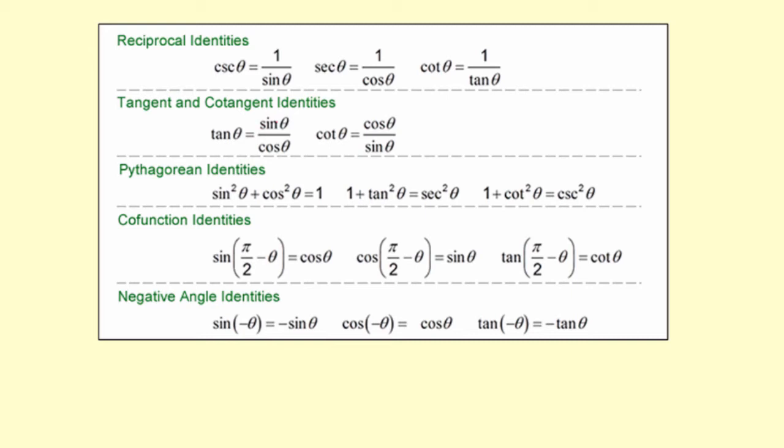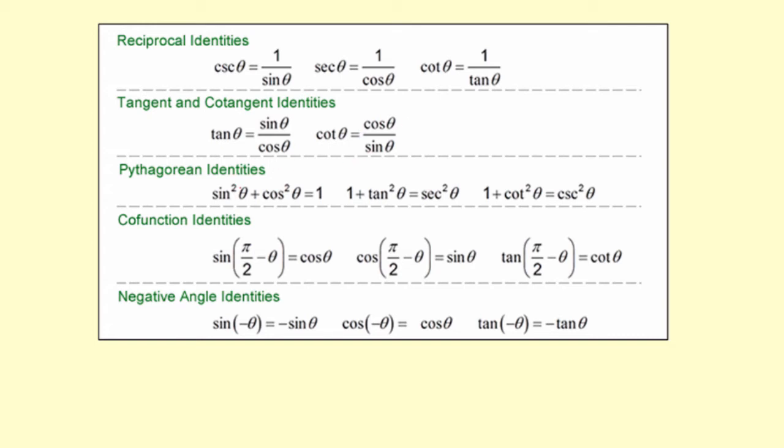Tangent and cotangent identities. Tangent of theta is sine of theta divided by cosine theta. Cotangent theta is cosine theta divided by sine of theta. And also remember that tangent and cotangent functions are reciprocals of each other, which is why sine of theta is in the numerator for the first one, and cosine of theta is in the numerator for the second one.